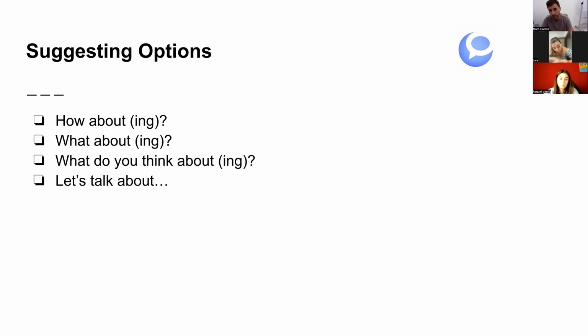Si pones un verbo con ing, porque about es una preposición. Si no, es sustantivo, sin más. So, we need to suggest the options. Es una frase hecha que aprendes y sugieres la opción.